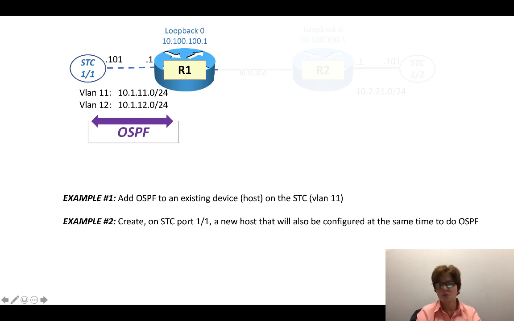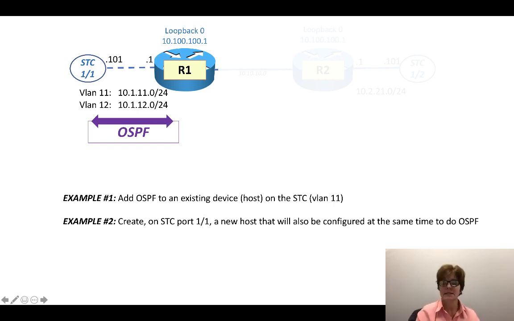There are two examples that I'm going to give. One, we had left our environment with VLAN 11 already up and running with a host over there on 10.1.11.101 on the Spirent Test Center side. So the first example is going to be taking that already existing device host on the Spirent Test Center and then adding OSPF to it and then generating prefixes from that.